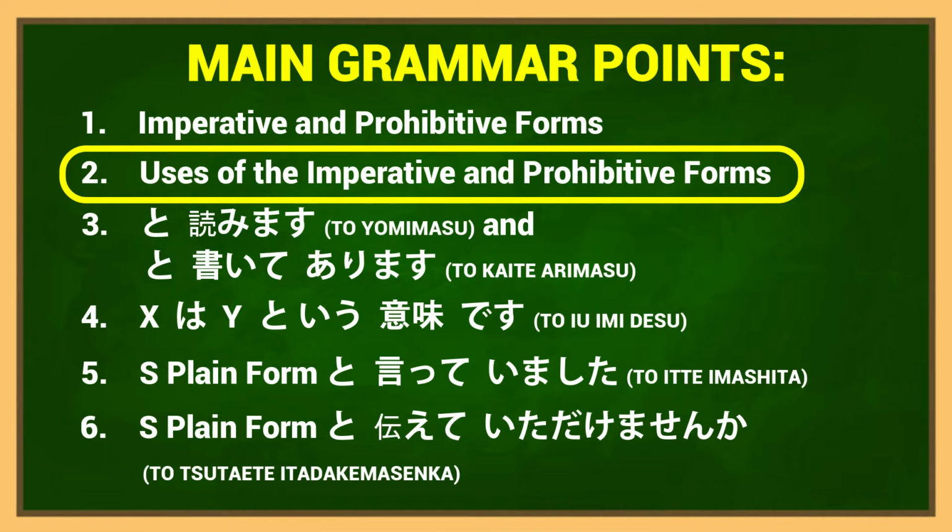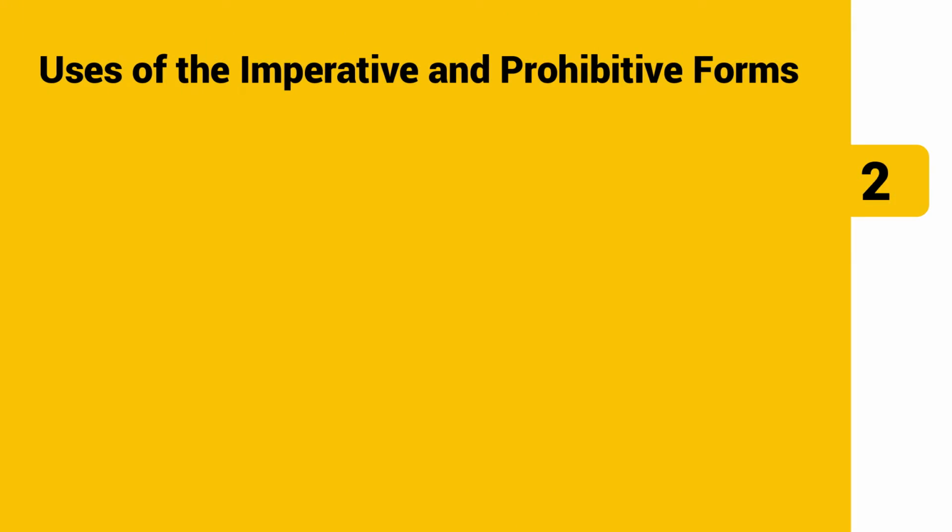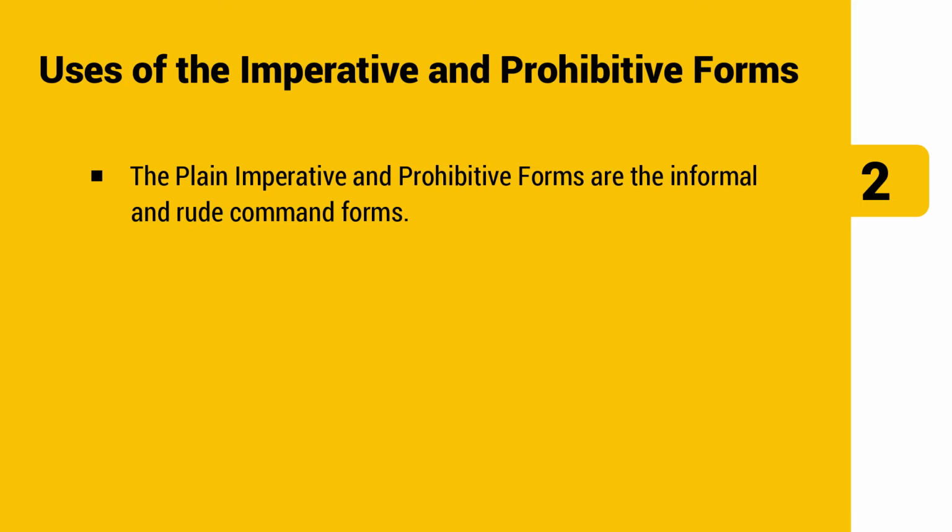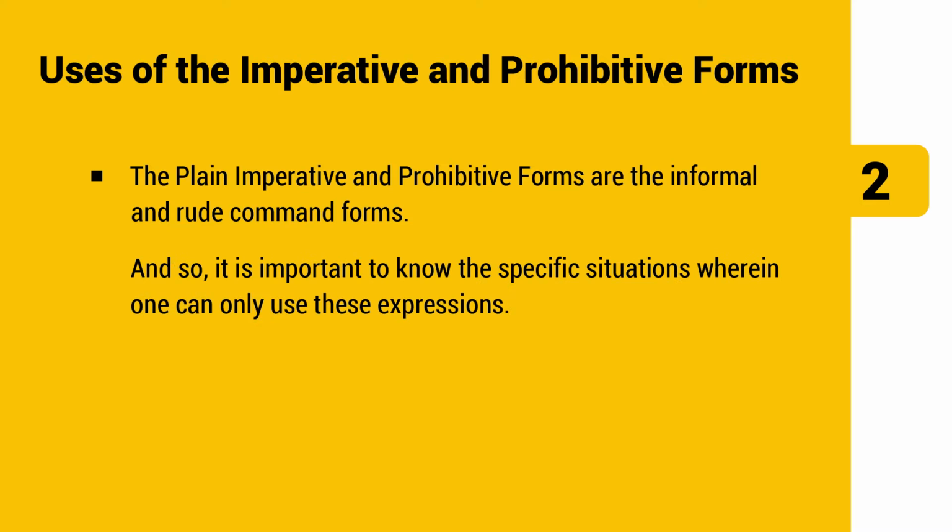Uses of the imperative and prohibitive forms. The plain imperative and prohibitive forms are the informal and rude command forms. And so it is important to know the specific situations wherein one can use these expressions.